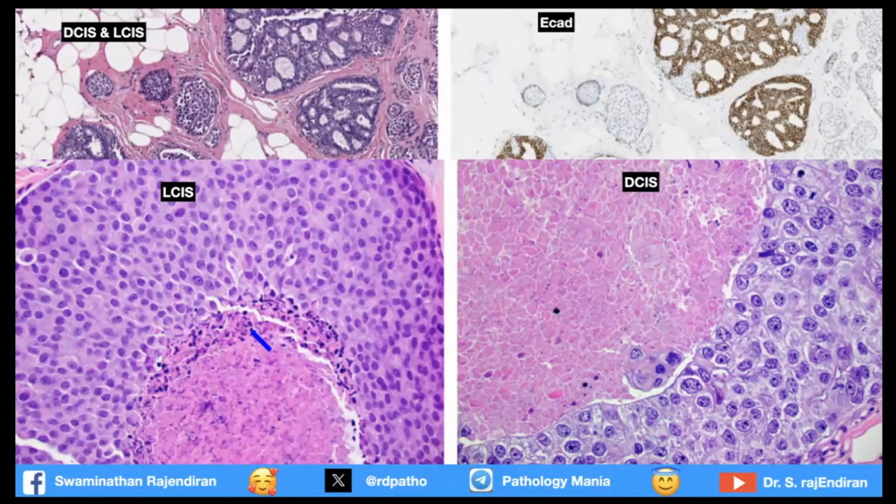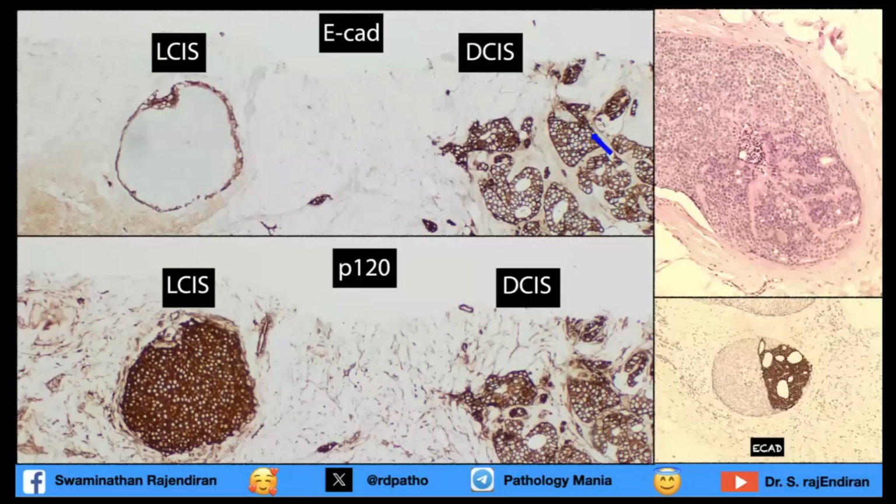And the LCIS can also show comedonecrosis. But when you look at the cells at the junction of necrosis and the viability, these cell borders are not very distinct. Whereas here in DCIS, the cell borders are very distinct. That way, whenever you see comedonecrosis, you see at the junction to differentiate LCIS and DCIS. But you can do the markers. The E-cadherin is positive in DCIS, whereas it is negative in LCIS.